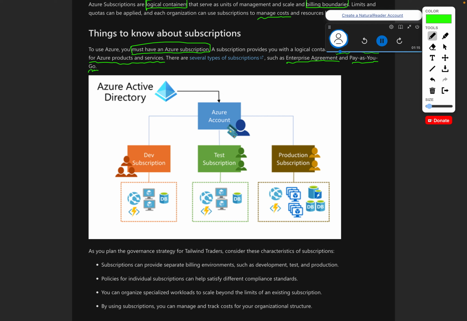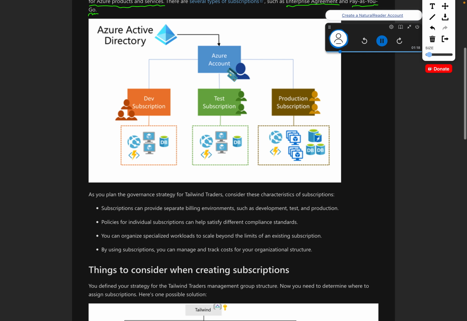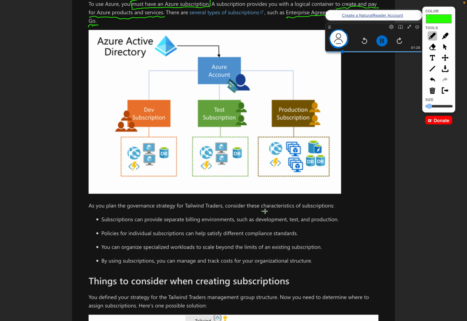As you plan the governance strategy for Tailwind Traders, consider these characteristics of subscriptions. Subscriptions can provide separate billing environments, such as development, test, and production. Policies for individual subscriptions can help satisfy different compliance standards. You can organize specialized workloads to scale beyond the limits of an existing subscription. By using subscriptions, you can manage and track costs for your organizational structure.